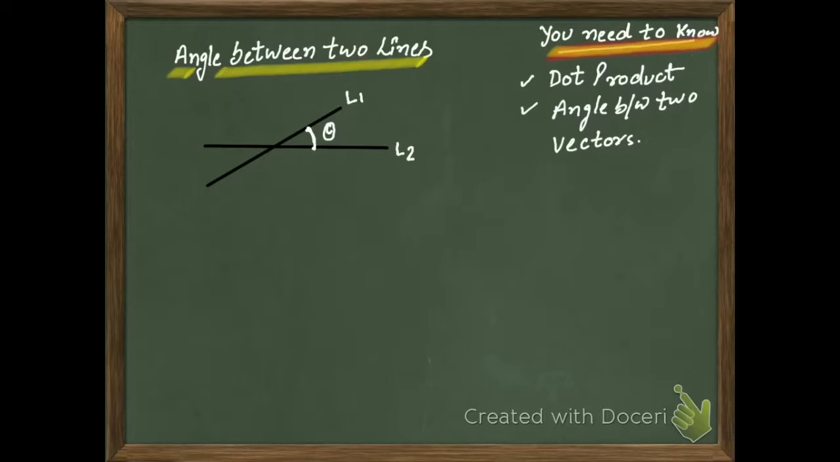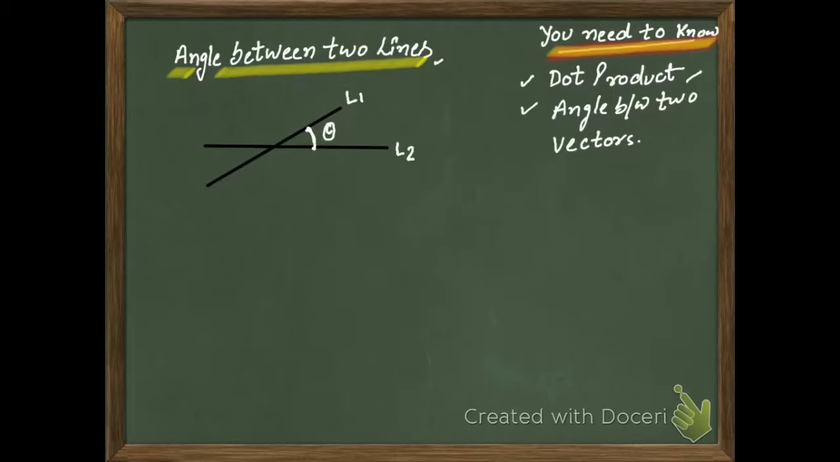Angle between two lines. To know about this topic, you need to know the dot product between two vectors, and second, its application, angle between two vectors. So first let me take one example of dot product between two vectors. I'll consider two vectors.